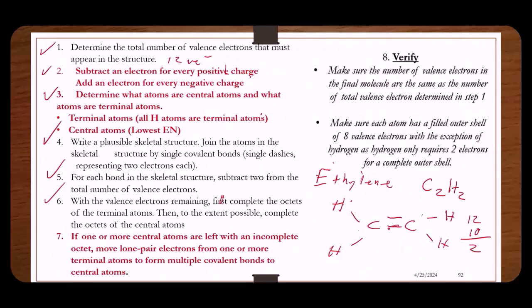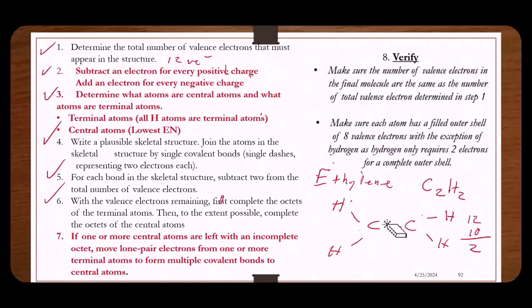which then gives us a structure that looks like this. A feature of the bonding electrons is that whatever they are bonding to counts towards the completion of an octet in both atoms. So now we have a double bond, and these electrons will count towards the completion of the octet in this carbon and in this carbon.